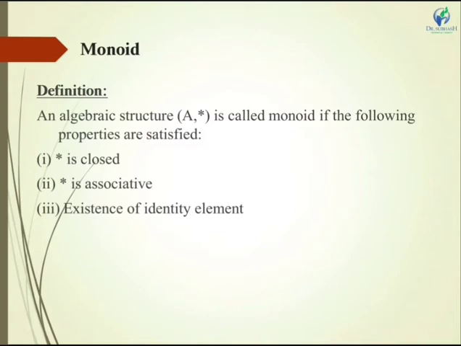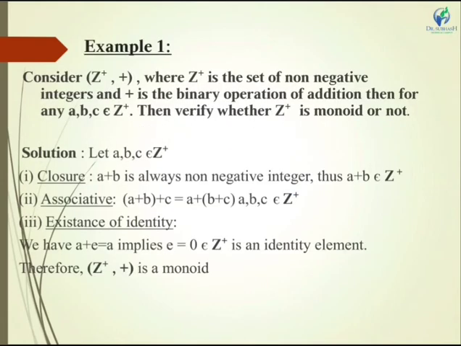Now the next topic is monoid. What is a monoid? First let us see the definition and then we will move towards the examples. An algebraic structure (A, *) is called a monoid if the following properties are satisfied. First is closure, second is associative, and third is existence of identity element. If these three properties are satisfied, then we can say that the given algebraic structure is a monoid.